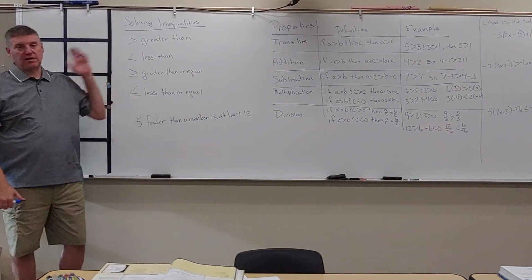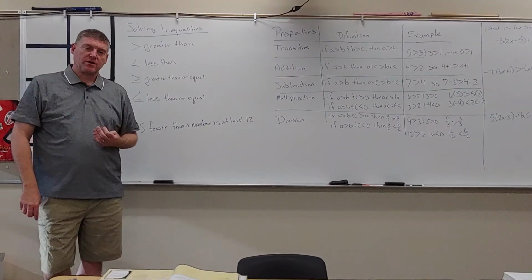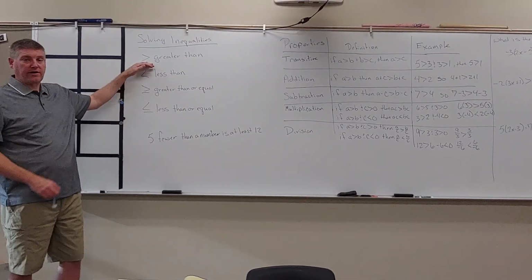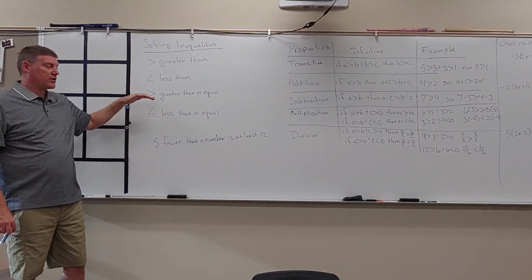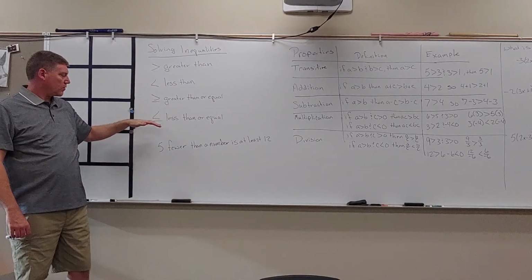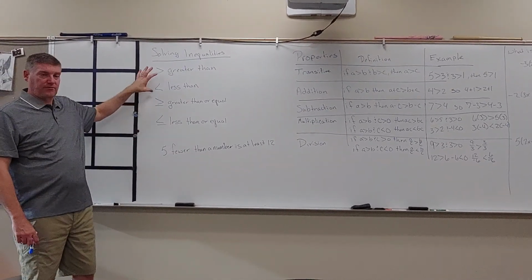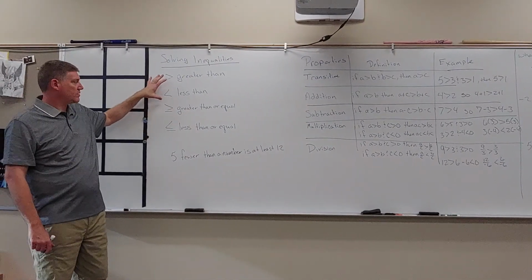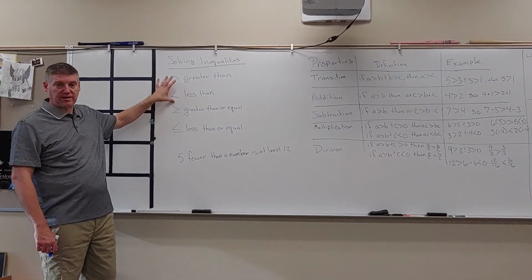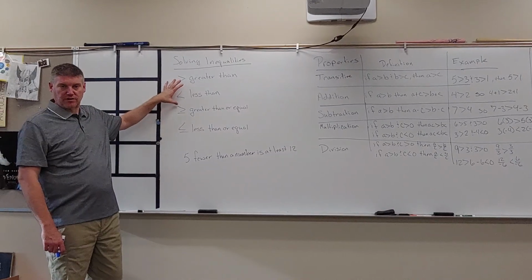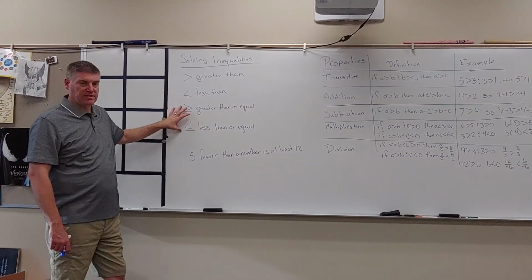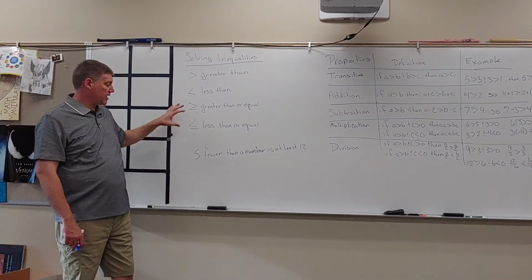All right, so we're going to talk about solving inequalities. There are four inequalities that we're going to deal with here: greater than, less than, greater than or equal to, and less than or equal to. If you remember, greater than or less than are strictly greater than or strictly less than. What we're going to use to graph these is a circle on the number line. And with these, we're going to use a filled in dot, okay?